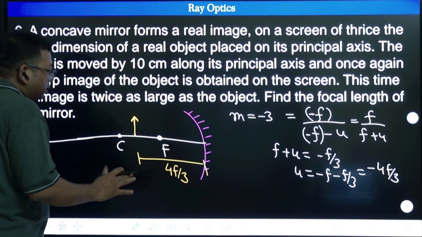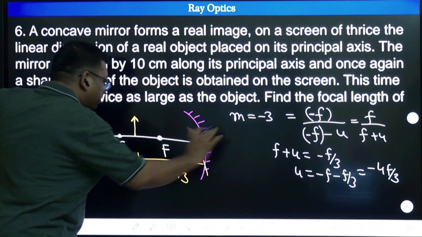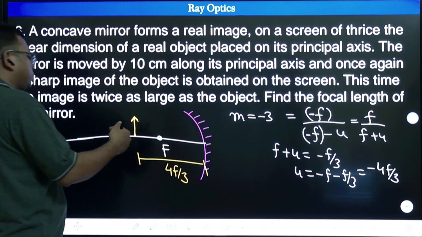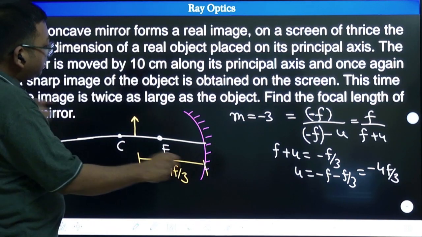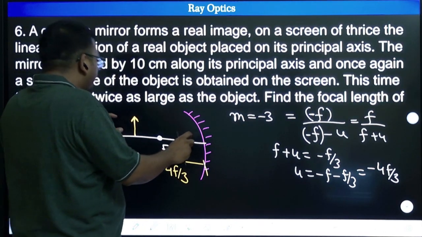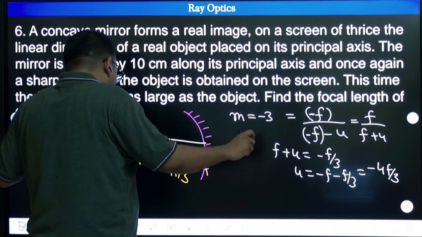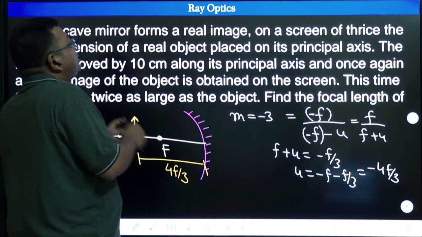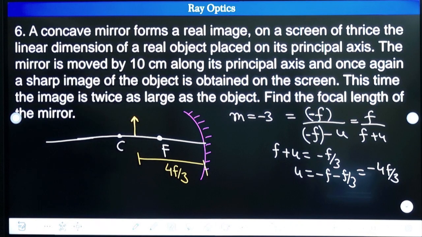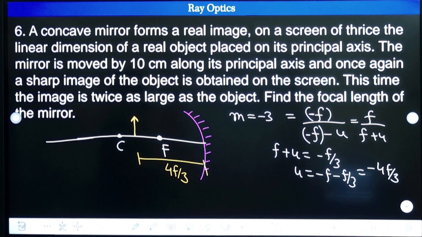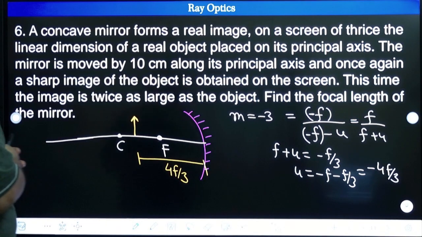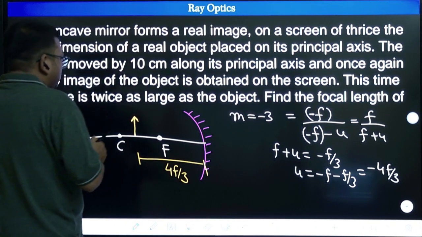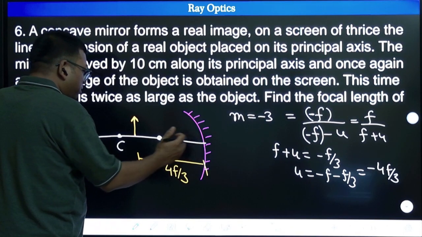Now the question is: are we moving this side, or are we moving closer to the object? Mirror we are moving, but are we moving the mirror away or are we moving closer? That is the question. We have to think about it. Yes, what do you think? Should we move the mirror closer?